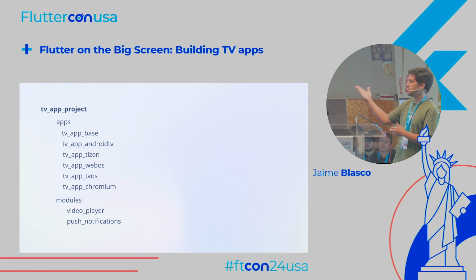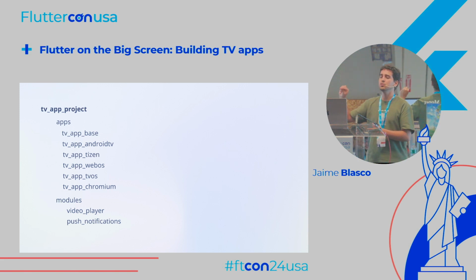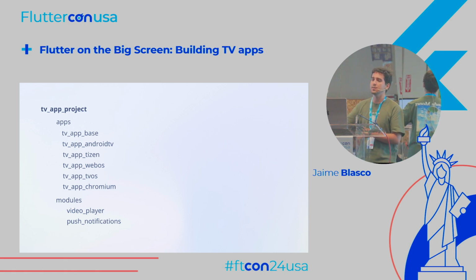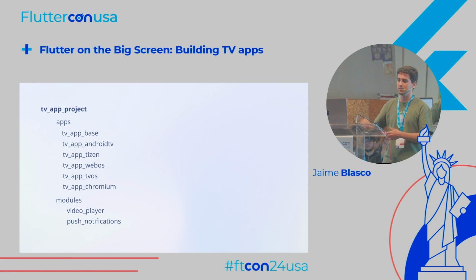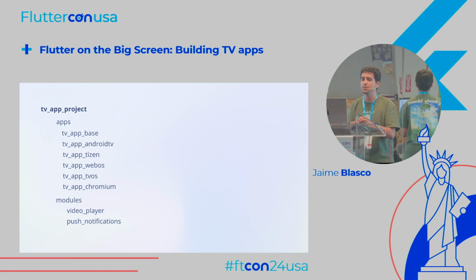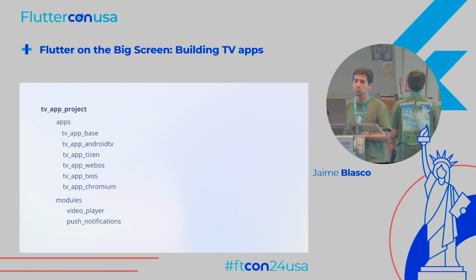So for example, for Android TV, you will use the Android target. For Tizen, you will use the Tizen target. For WebOS, we will use Web for now. And for tvOS, we will be using the iOS target. As you can see, sometimes things collide, so I think it's better to have the projects separate.